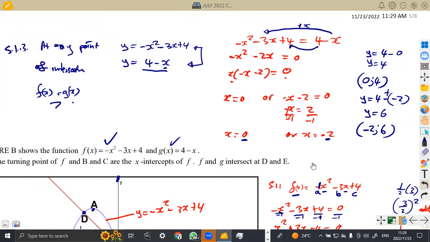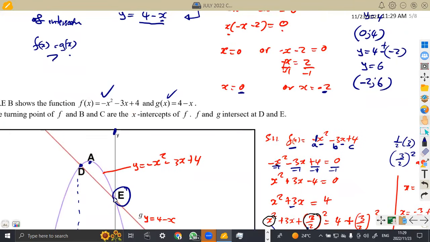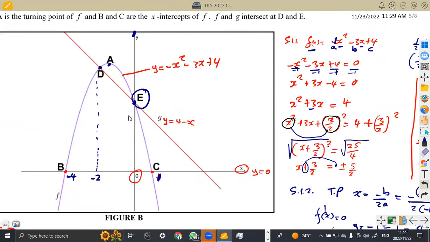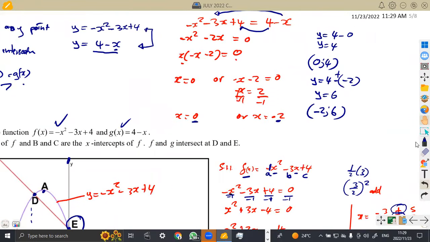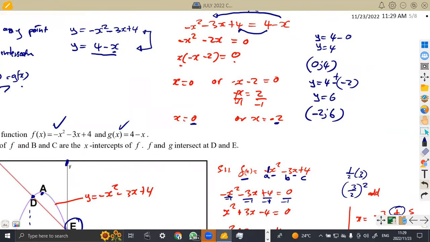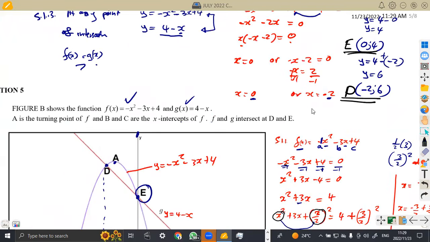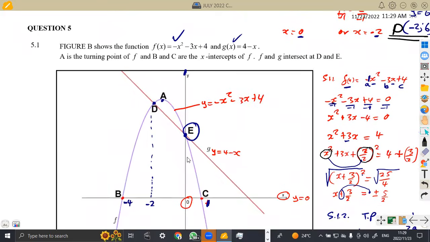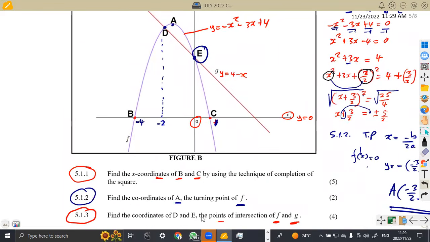Okay, so like I said here, which one is (-2, 6)? Which one is (0, 4)? E is the one where x is equal to 0 because it's on the y-axis. So E is the one that carries a 0 here. So this is where we are going to have our E, and D is the one that is going to carry (-2, 6). So these are the two points that we're being asked to find from the given graph. So that one we can use simultaneous equations to solve for.